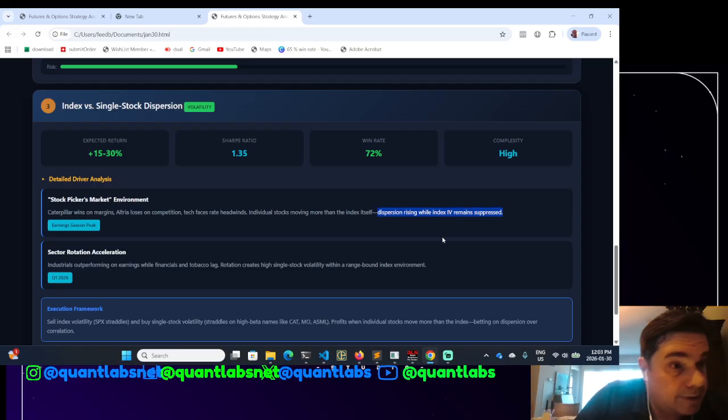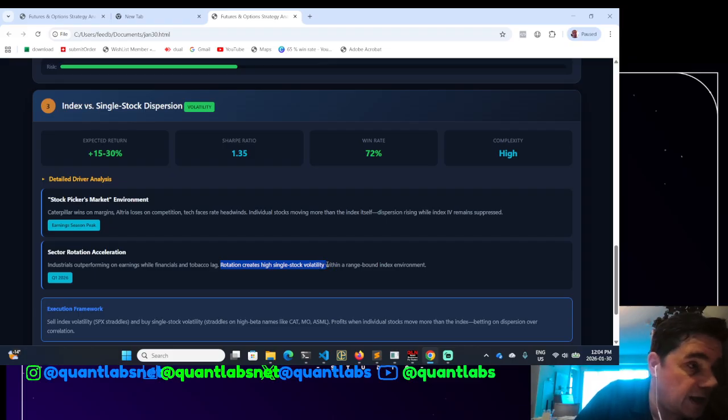And here's what's happening that most retail traders will not see or even know what it is: the index implied volatility remains suppressed. So that is your future outlook call on NASDAQ. Here we have industrials outperforming on earnings, financials and tobacco lag. Rotation creates high single stock volatility.